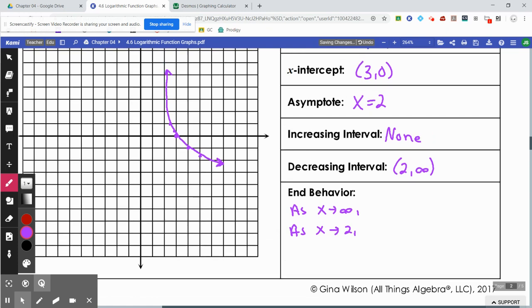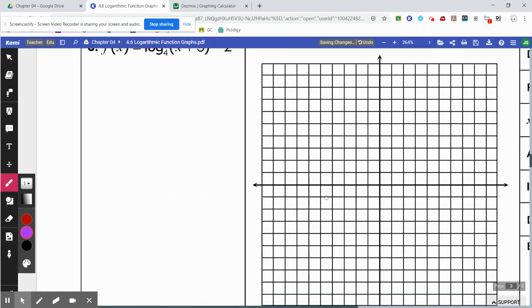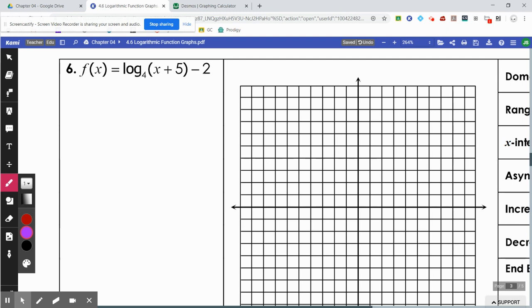As we travel to the right, my graph goes downhill to negative infinity. Then as we get closer to 2, which is where the graph starts, my graph goes forever uphill, so positive infinity. The next one: y equals log base 4 of (x plus 5) minus 2.